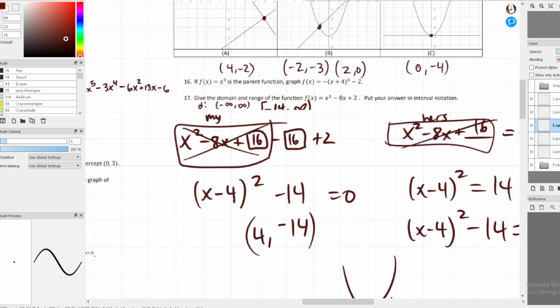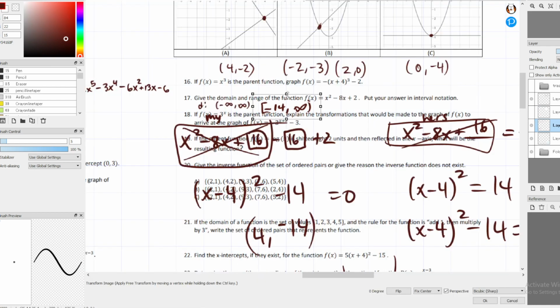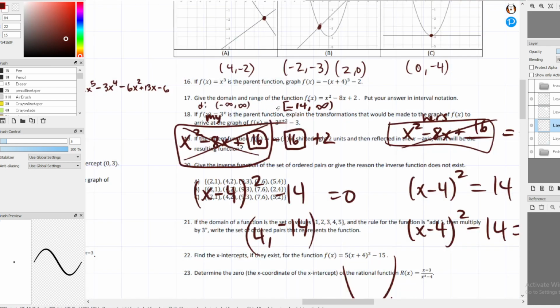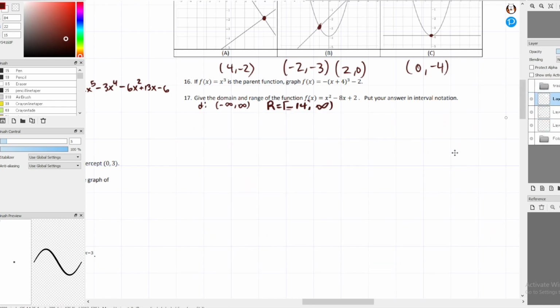Hold on. Let me fix this real quick. So this is our answer. Our domain is going to be negative infinity to positive infinity, and our range is going to be negative 14, inclusive, to infinity.